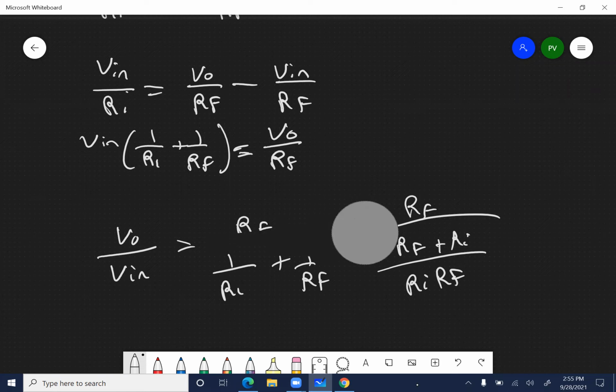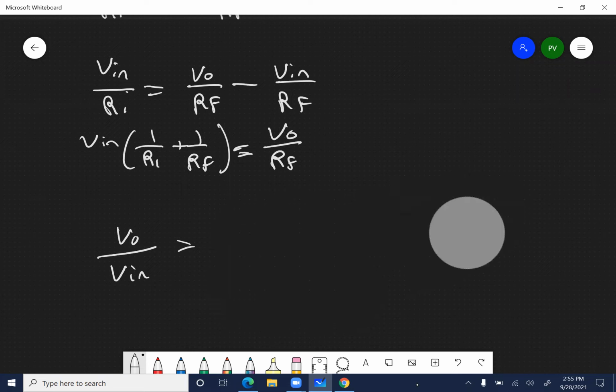Let me do it back over here to simplify it, because I might be doing incorrect algebra. So let me do one more step over here. So this is V_in times (R_i plus R_F) over (R_i times R_F) equals V out over R_F. Okay, that's what I did. I inverted on the wrong side.